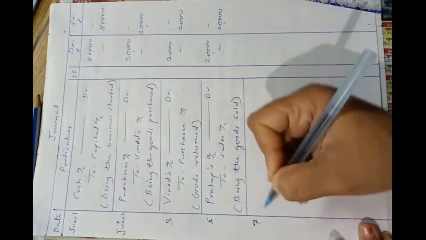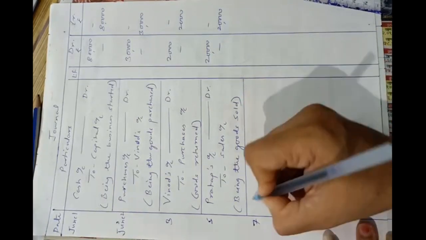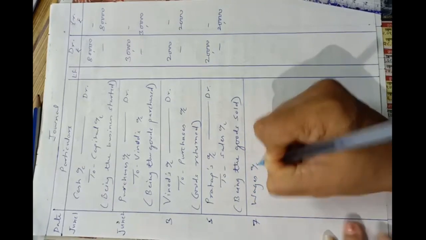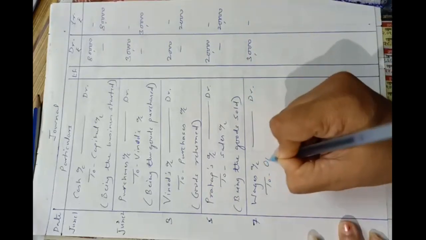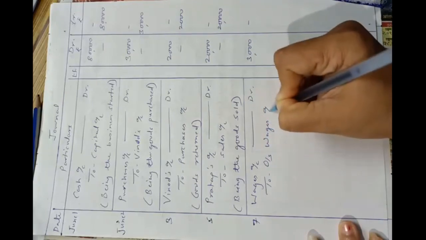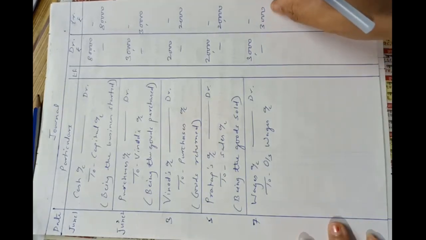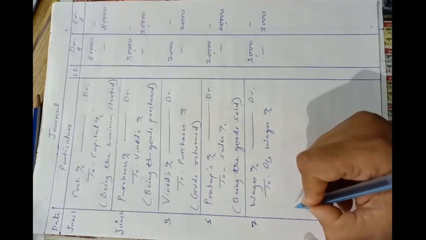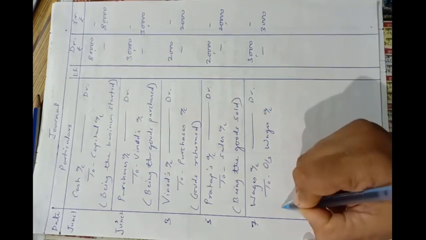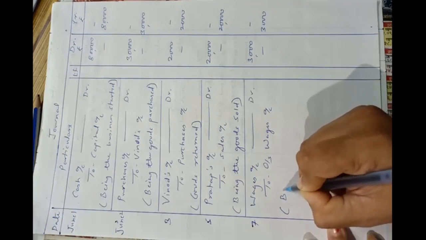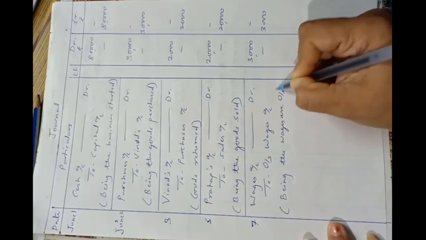Now the seventh entry will be outstanding wages rupees 3,000. So wages account will be debited. Wages account debit 3,000 to outstanding wages account 3,000. Wages means payment made to the workers working in the factory. Being the wages are outstanding. This is the narration.